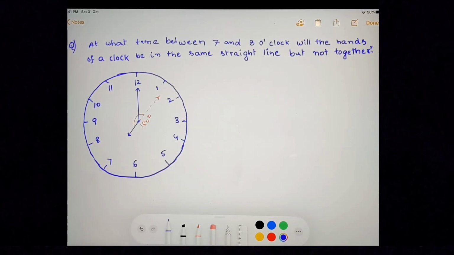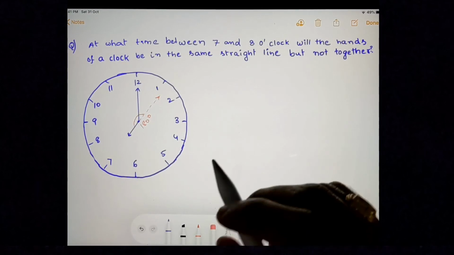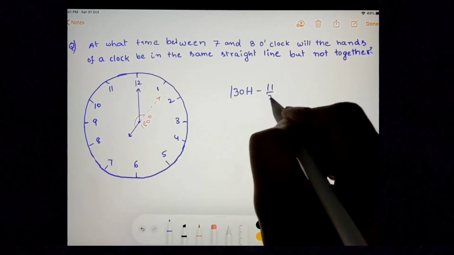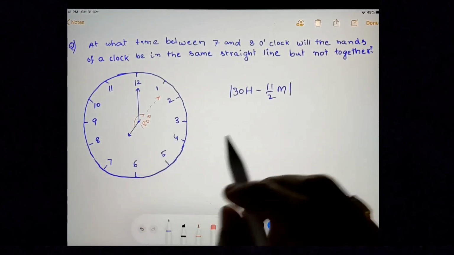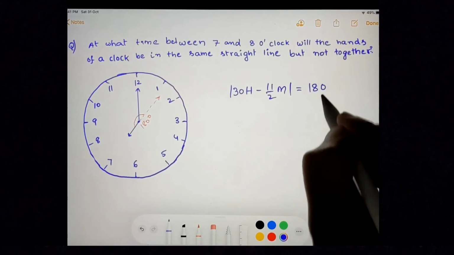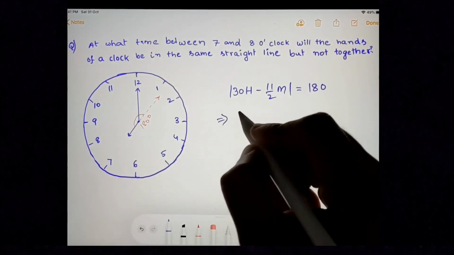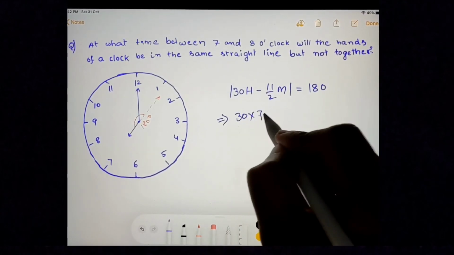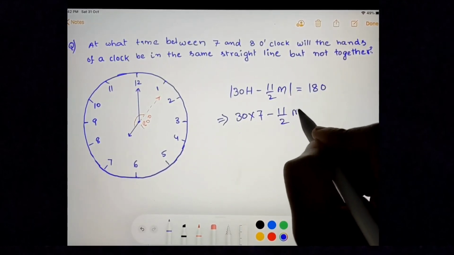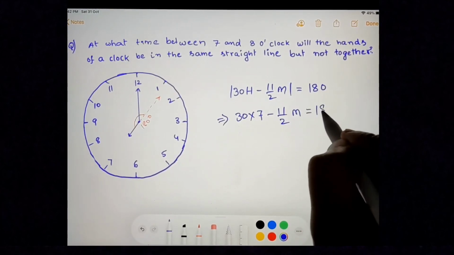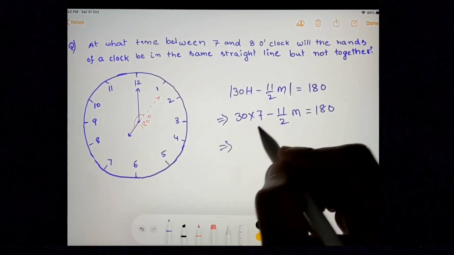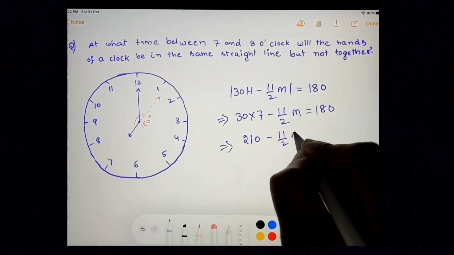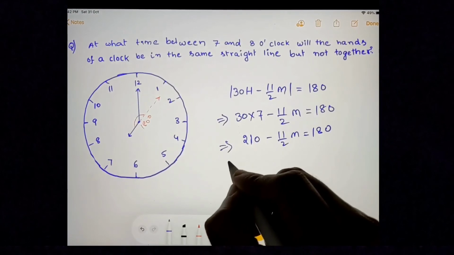And we know that to find the angle between the long hand and short hand, the formula is mod 30h minus 11 by 2 m. When they form a straight line, the angle will be 180. Let's substitute. 30 into hour. Hour is 7 minus 11 by 2 m. m is what we need to identify. m means minutes. 30 into 7 is 210 minus 11 by 2 m is equal to 180.